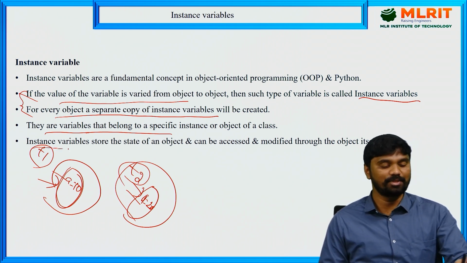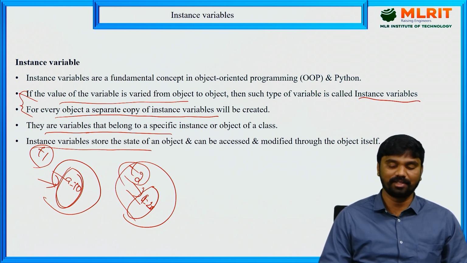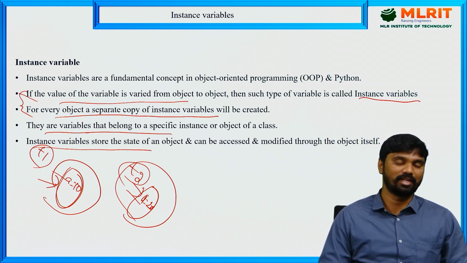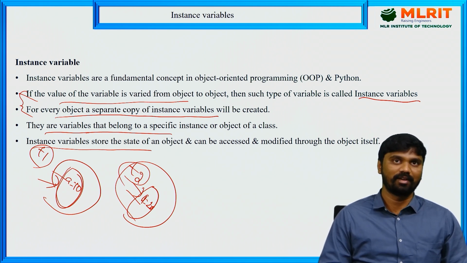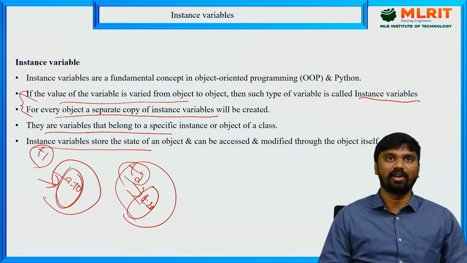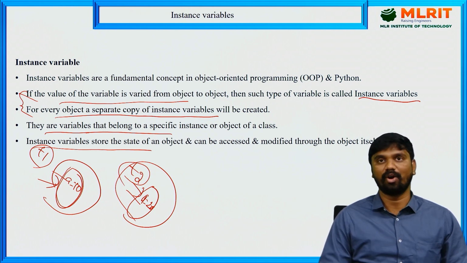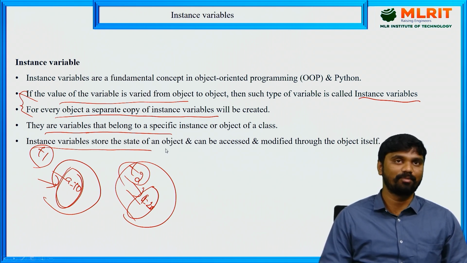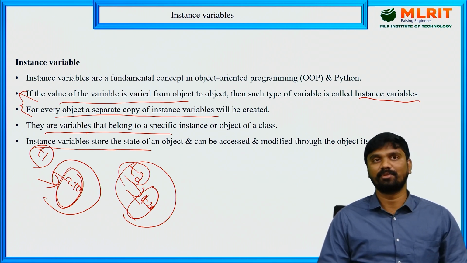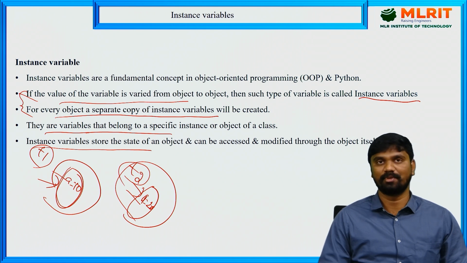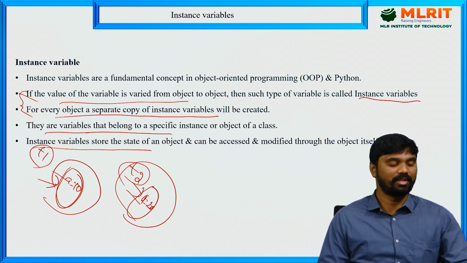Next, instance variables store the state of an object and can be accessed and modified through the object itself. That means instance variable values can be modified, accessed, and also created by using an object. By using an object, we can create instance variables, as well as access and modify them. So that is about this.